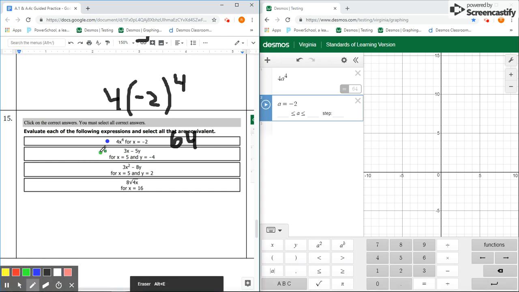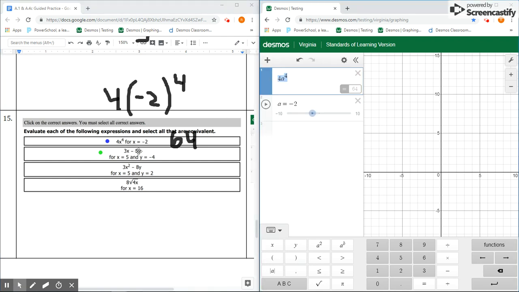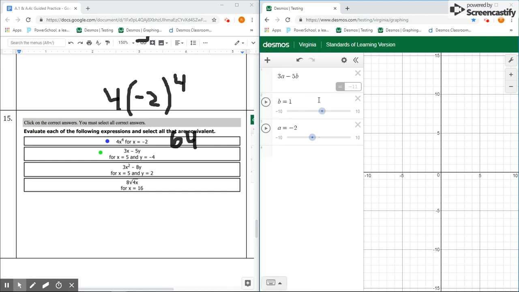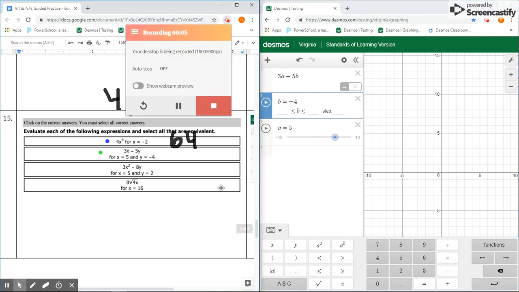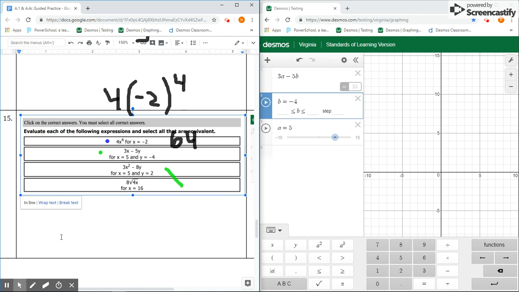Next one, 3x minus 5y when x equals 5 and y equals -4. I'm going to plug this in here, but remember we can't use x and y, so I'm just going to use a and b. We have 3a minus 5b. I'm going to add a slider to both a and b. a is going to be 5. And b is going to be -4. All right, and when we plug that in, we got 35. So let me just write 35 here. 35 is not the answer.